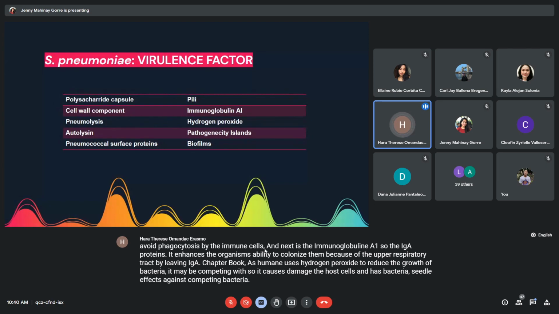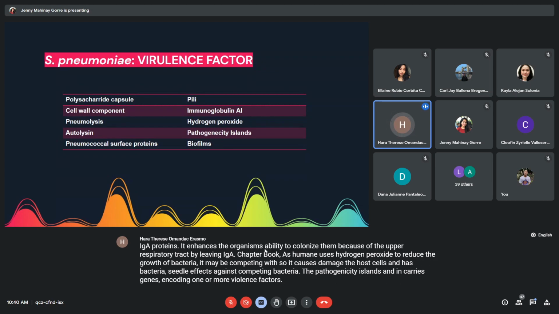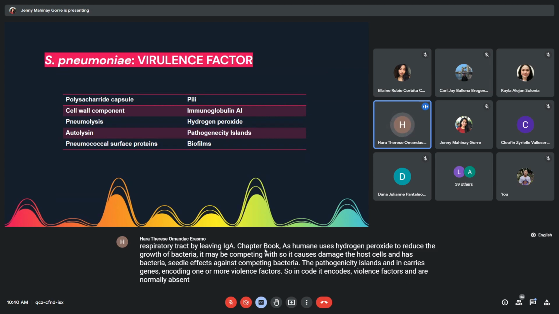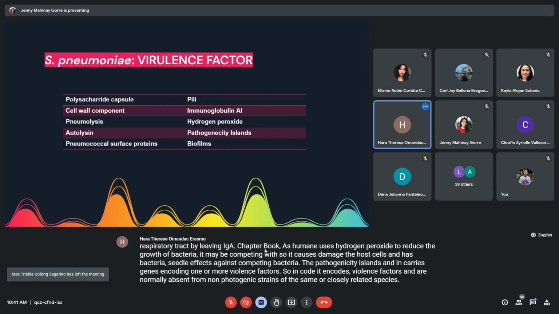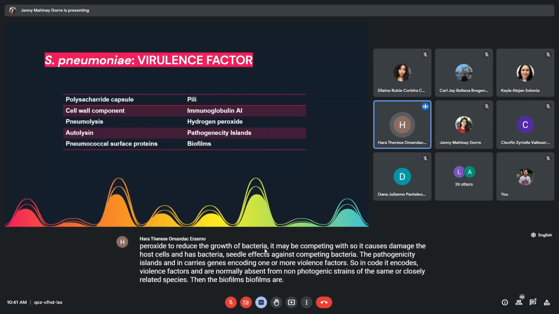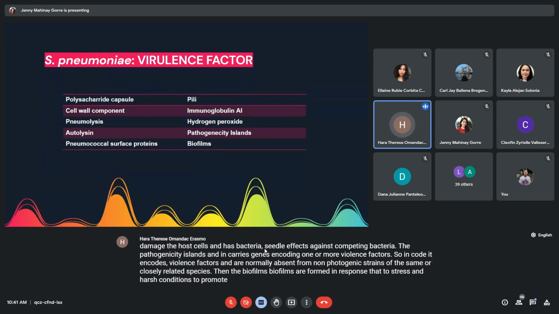The pathogenicity islands carry genes encoding one or more virulence factors. So they encode virulence factors and are normally absent from non-pathogenic strains of the same or closely related species. Then the biofilms are formed in response to stress and harsh conditions to promote bacterial survival.